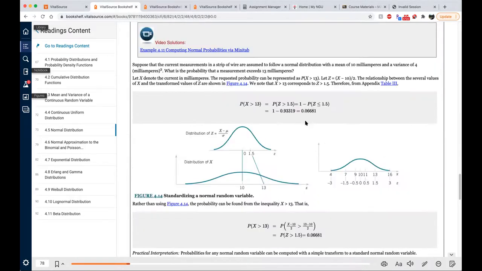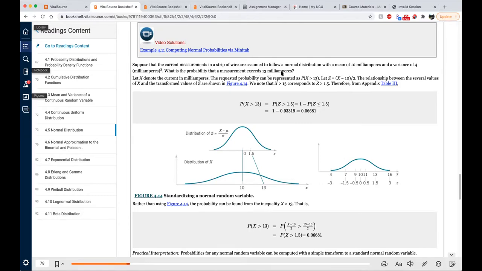Let me show you here. This is the example right there. I want to find the probability that X equals 13 using the standard normal distribution. Suppose that this is the same problem as the previous problem we saw, right? Measurements in a serial wire are assumed to follow a normal distribution with a mean of 10 milliamperes and a variance of 4, which means the standard deviation is 2. What is the probability the measurement exceeds 13 milliamperes?